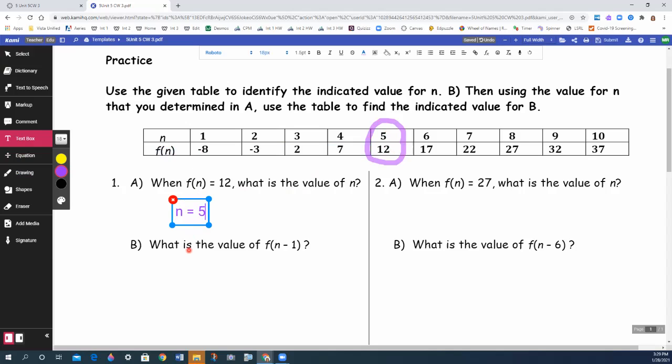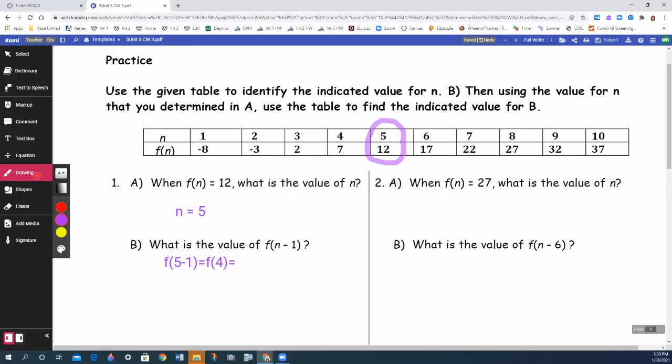Now here it says, what is the value of f of n minus 1? So if I know I'm here at the fifth term, I want not my fifth term, but the term before it. That's what the n minus 1 means. Now, algebraically, what's happening here is if my n is 5, I'm going to go 5 minus 1, that is f of 4. And so it's really saying, hey, what is the fourth term? And when I come up here, I see again that the fourth term is 7.